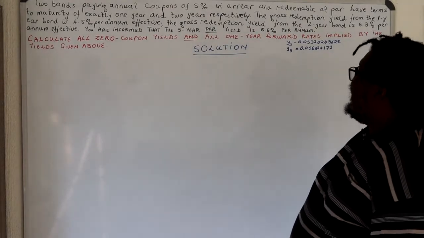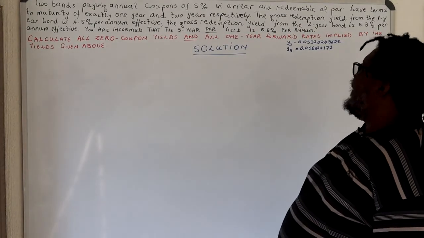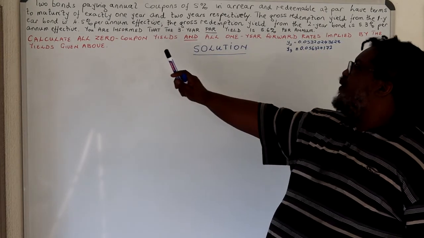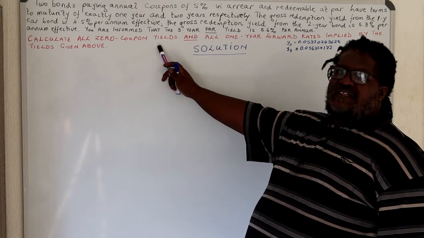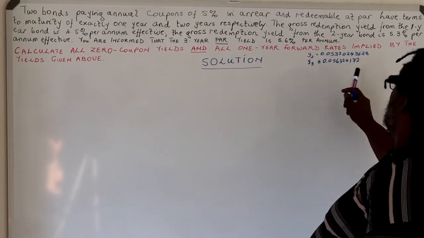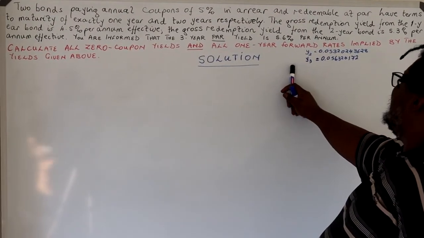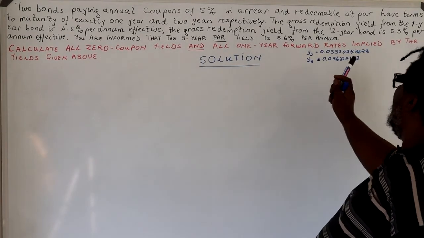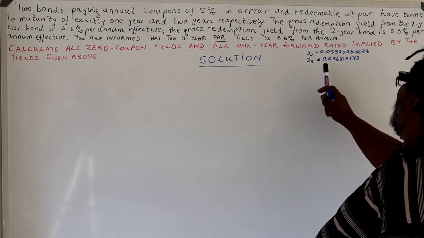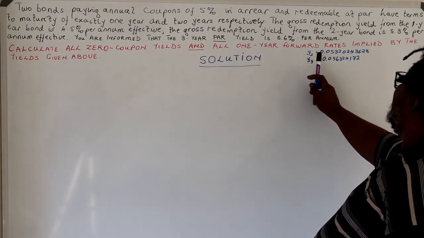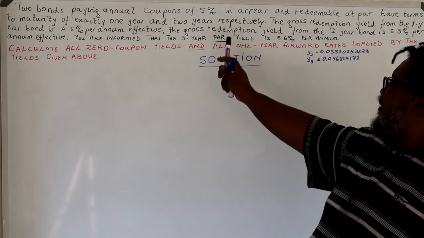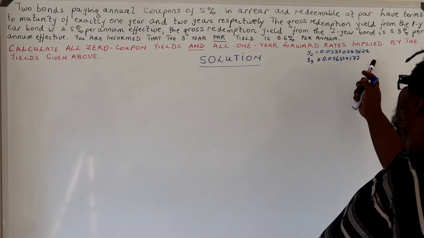So now we are going to look at the second part of the question. Of course, you cannot answer the second part of the question without knowledge of the solution to the first part. The first part of the question required you to calculate the spot rates implied by the given yields. And now they want you to calculate 1 year forward rates implied by the same yields that you calculated.